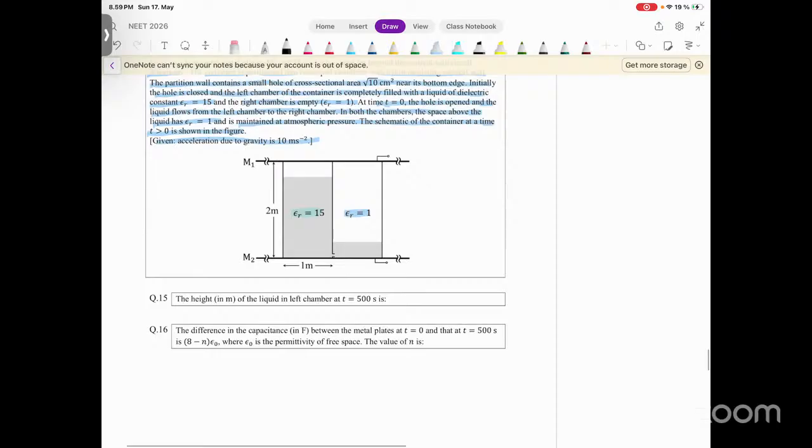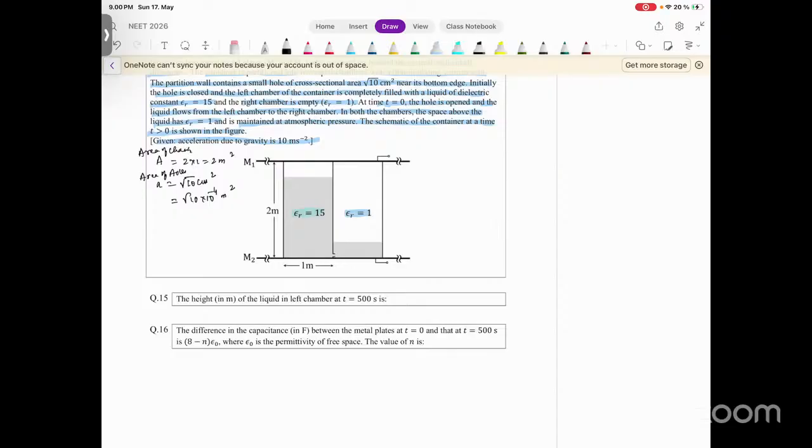Let us first calculate the area of each chamber. Area of each chamber will be 2 into 1, that will be equal to 2 meters square. Area of the hole will be equal to root 10 centimeters square, that is root 10 into 10 power minus 4 meters square. This is the area of the hole, and this is the area of the chamber.